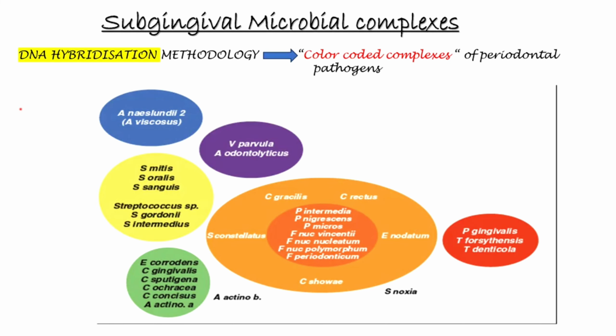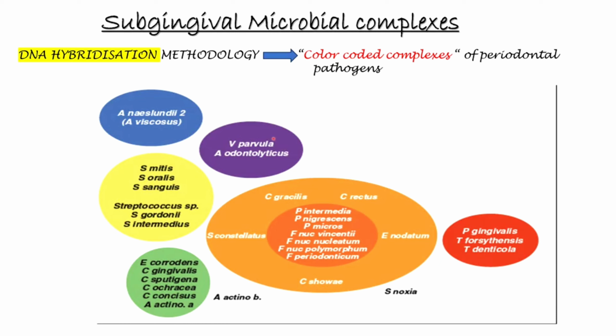An analysis was made of more than 13,000 plaque samples associated with subgingival microorganisms using a DNA hybridization methodology. They came up with color-coded complexes of periodontal pathogens. This is important from a competitive exam point of view and can also come as a short answer question. The composition of different complexes was based on the frequency with which different clusters of microorganisms were recovered, and the complexes were color-coded for easy conceptualization.